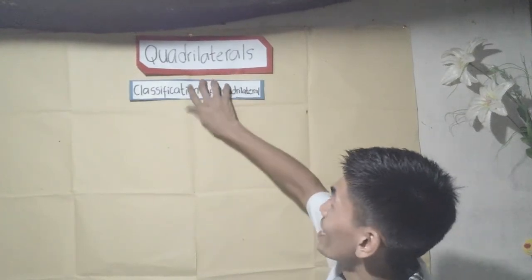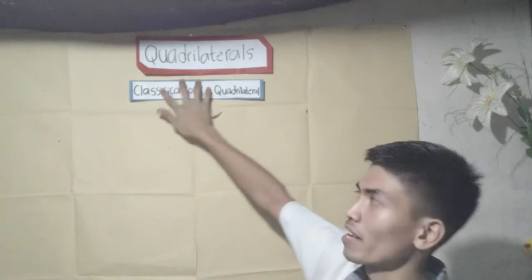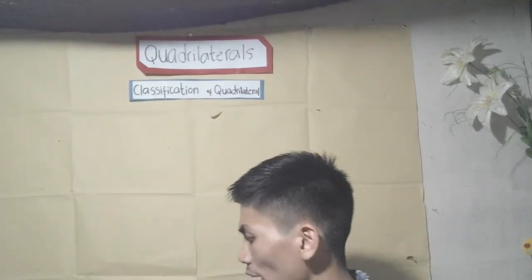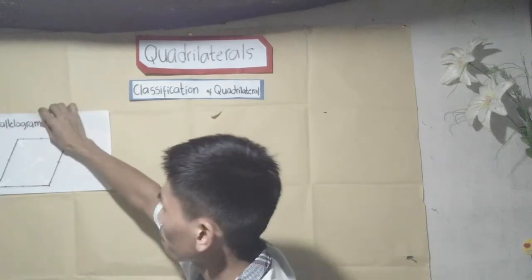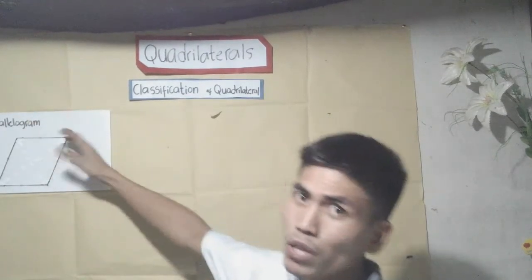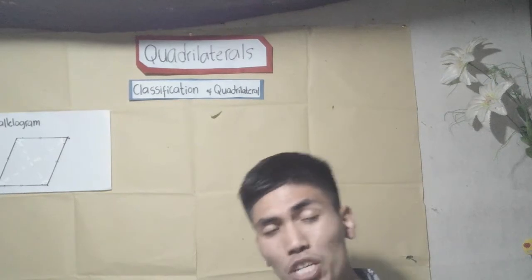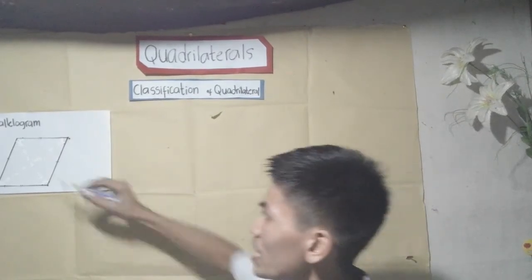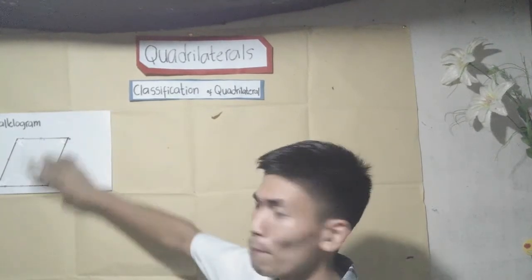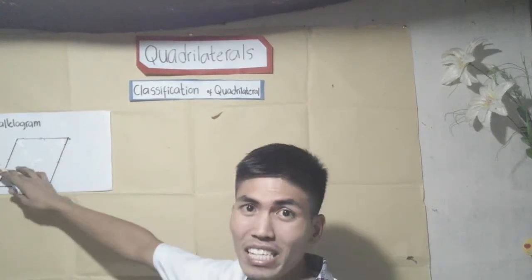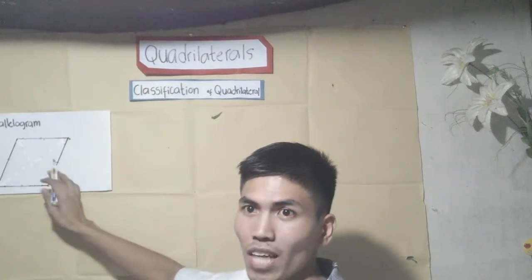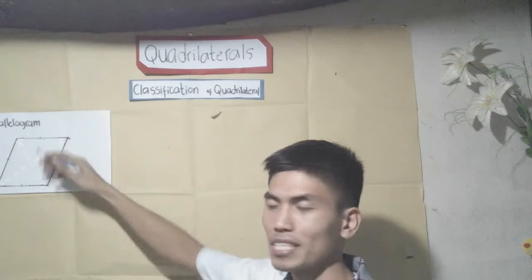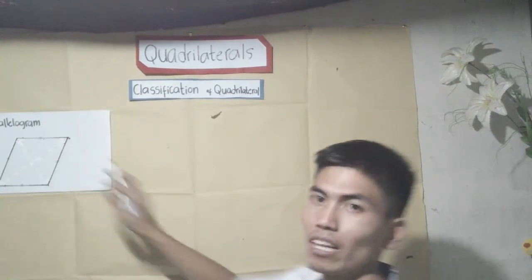Classification of quadrilateral. Let's classify the quadrilateral. First, we have the parallelogram. A parallelogram is a quadrilateral in which both pairs of opposite sides are parallel. So this side and this side are parallel to each other, and also this side. Both opposite sides are parallel to each other.